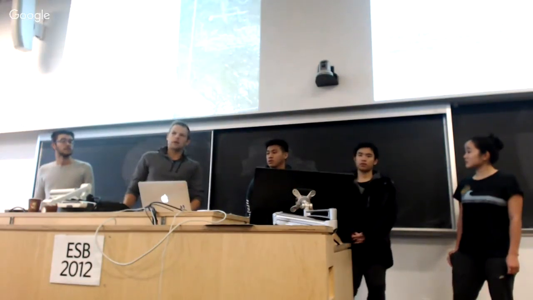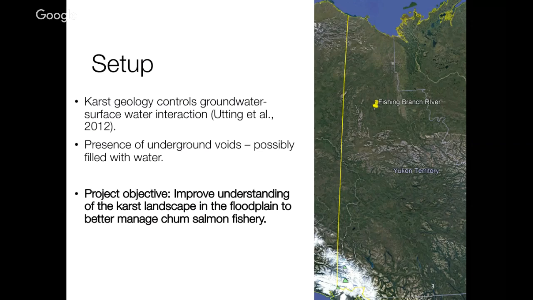What's also interesting about this part of the world is that there's a lot of karst in the underlying superficial geology of this riverbed. And we think that there's a possibility to explore using ground penetrating radar to try and better understand where the karst topography is. That's important because understanding where that karst topography is can help better manage the fishery in this region.